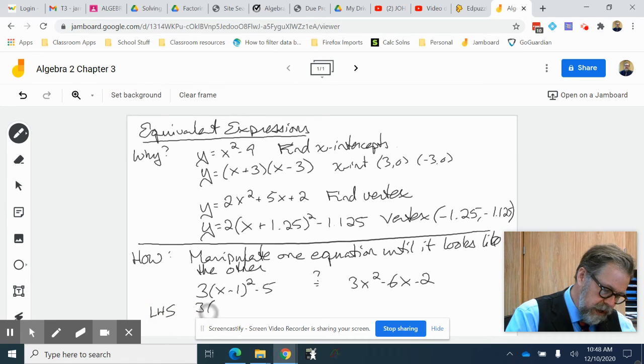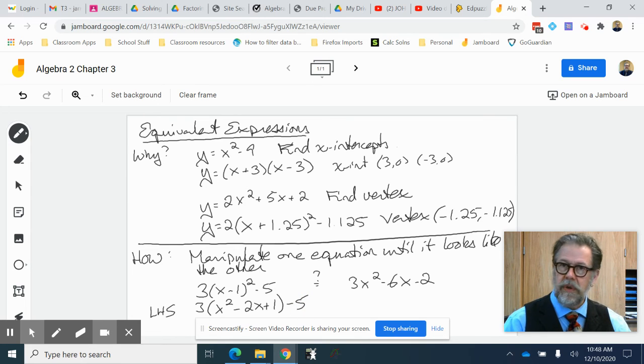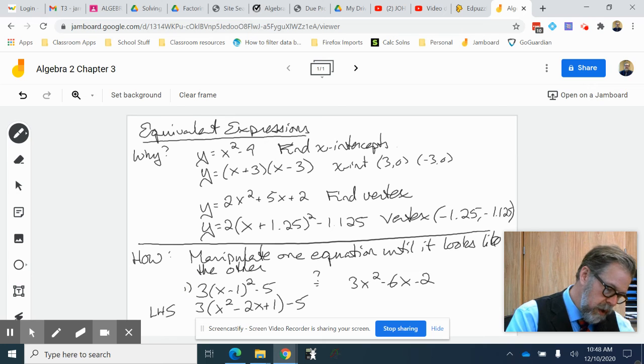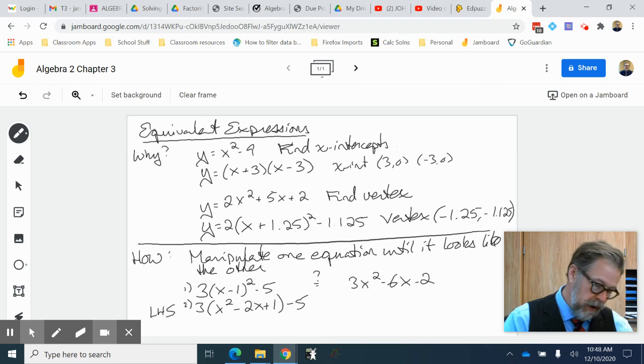And if I look at this, I could square x minus 1, and I get x squared minus 2x plus 1. Notice that is an equivalent expression to the first. Number 1 and number 2 are equivalent because I did a legal mathematical move.